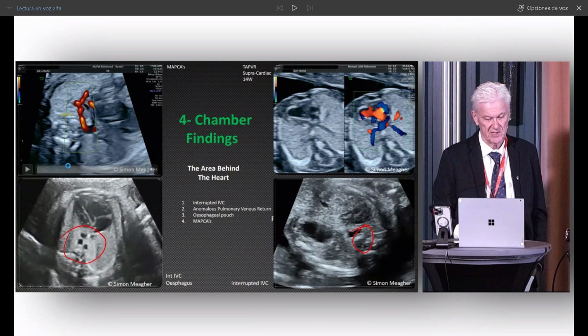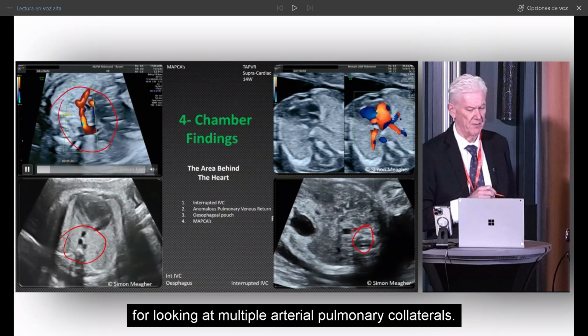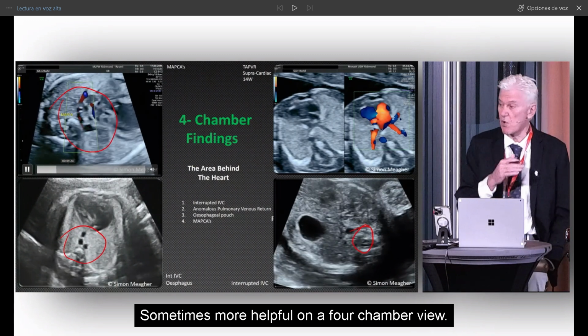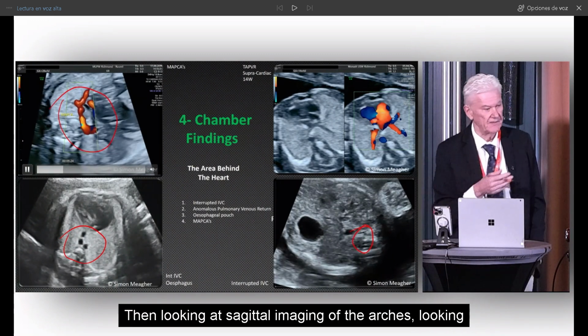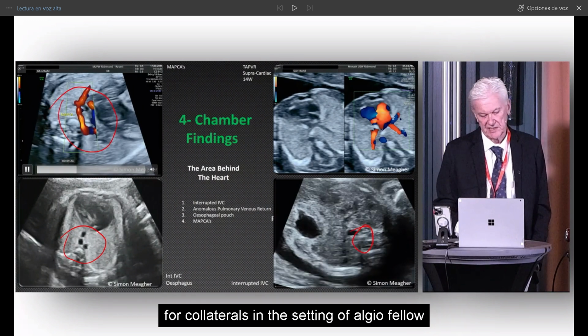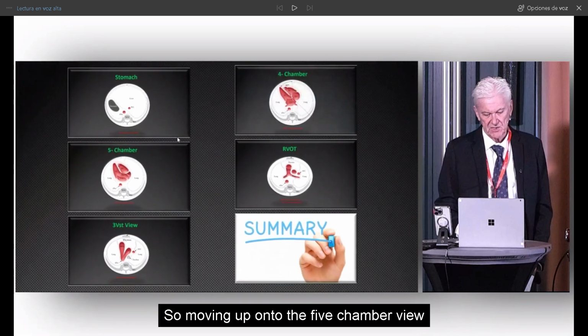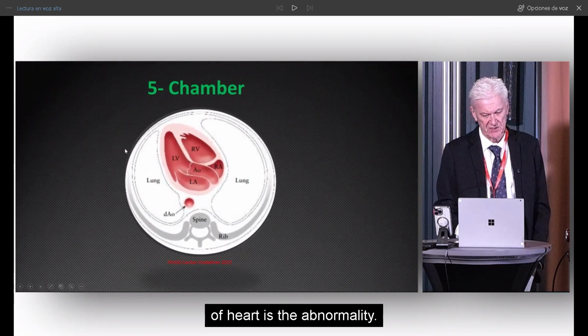It's just the esophagus. But this is a very powerful view for looking at multiple aortopulmonary collaterals, sometimes more helpful in a four-chamber view than looking at sagittal imaging of the arches, looking for collaterals in the setting of tetralogy of Fallot or pulmonary atresia. So moving up onto the five-chamber view of the heart is the abnormality.